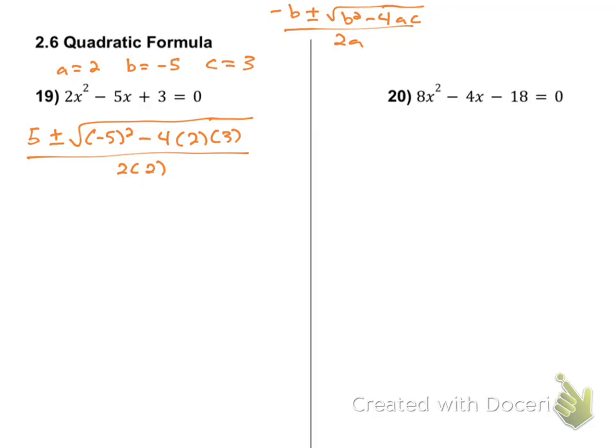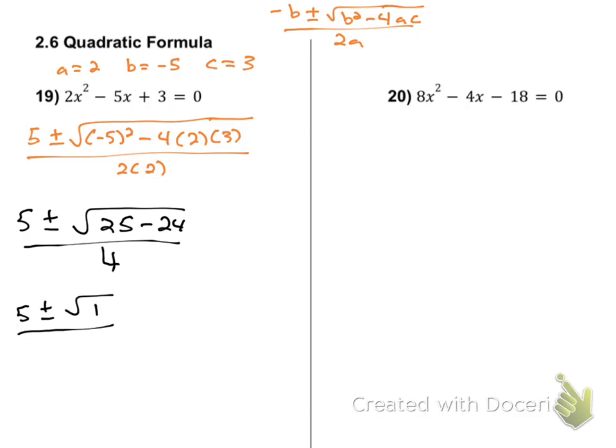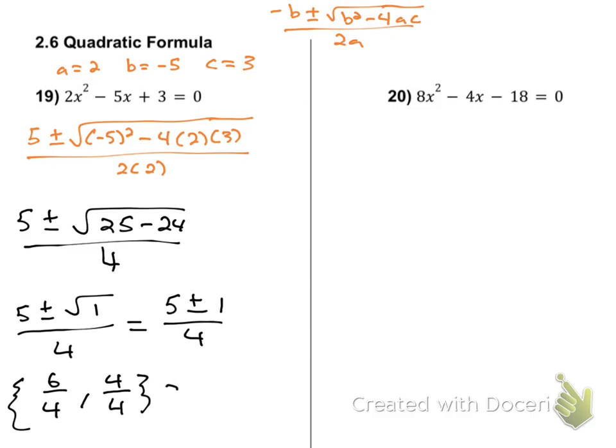So that should be 5 plus or minus the square root of 25 minus 24 over 4, which would be 5 plus or minus the square root of 1 over 4, which would be 5 plus or minus 1 over 4. 5 plus 1 would be 6 over 4. 5 minus 1 would be 4 over 4. So that answer would be 3/2 or 1.5 and 1. That should be a brace. Sorry, should be a brace.